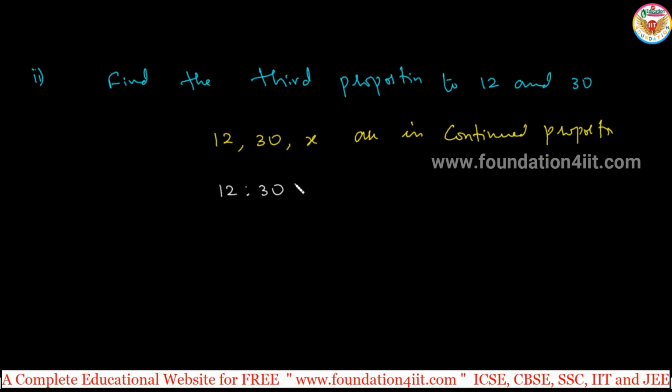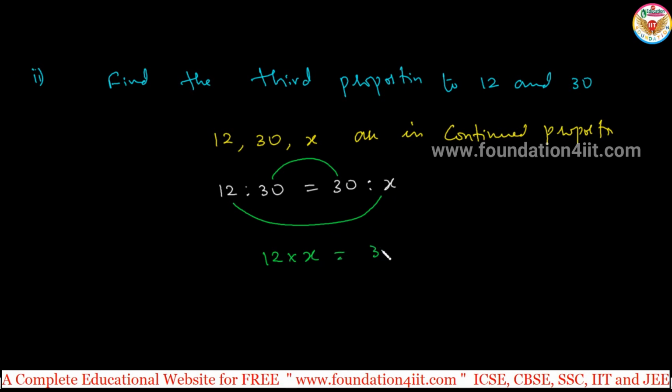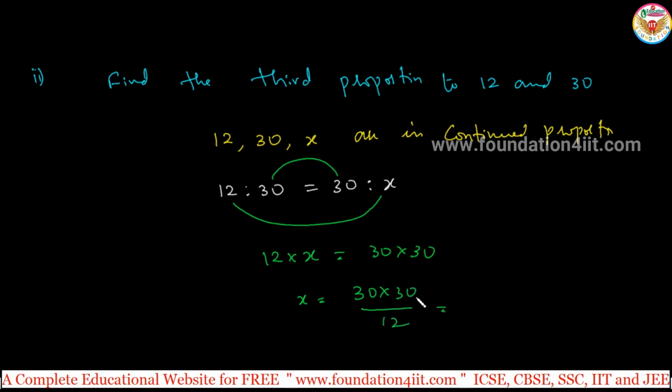the ratio of the first two terms is equal to the ratio of the last two. So the ratio of first and second must be equal to that of second and third. Then you can use the formula: product of the means is equal to product of the extremes. That means 12 into x is equal to 30 into 30. Then x is 30 into 30 divided by 12. Just simplify to get the answer. So 30 into 30 is 900, divided by 12, is 75. With cancellation, you get 75 as the third proportion value.